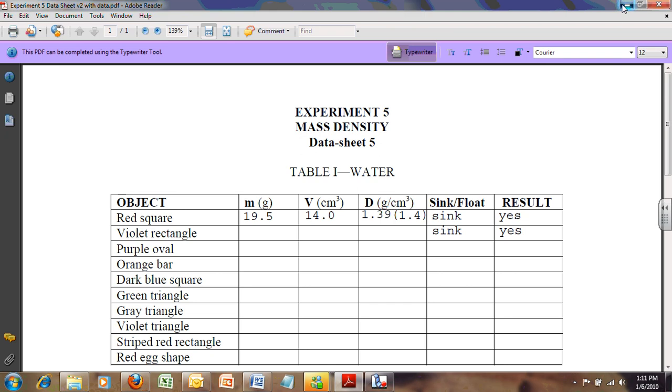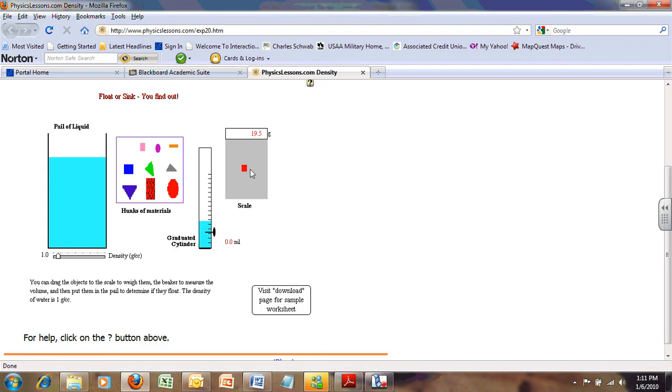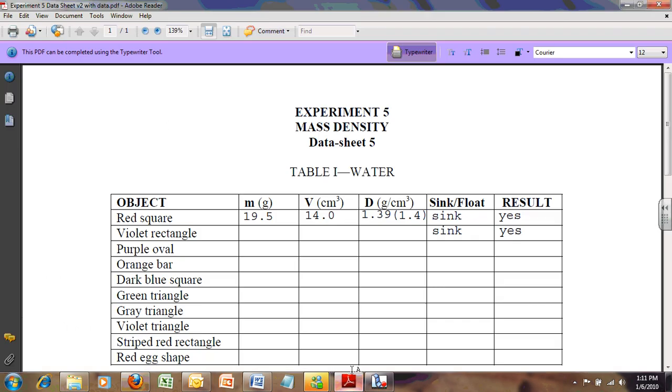Then it says to take the object, put it in the graduated cylinder to see how much water is displaced. Well, 14.0 milliliters of water is displaced. So we come back to our worksheet and we type in 14.0 for the volume, because we have a one-to-one relationship between the amount of fluid displaced in milliliters and the volume in cubic centimeters.